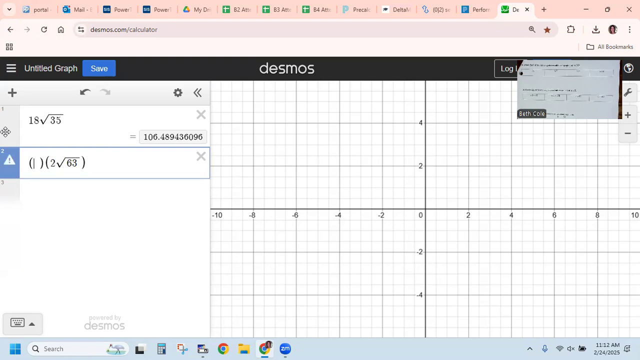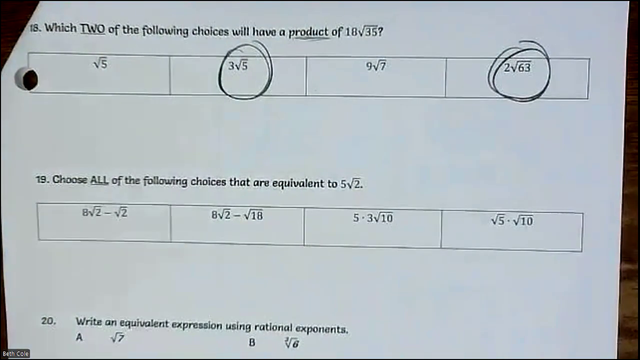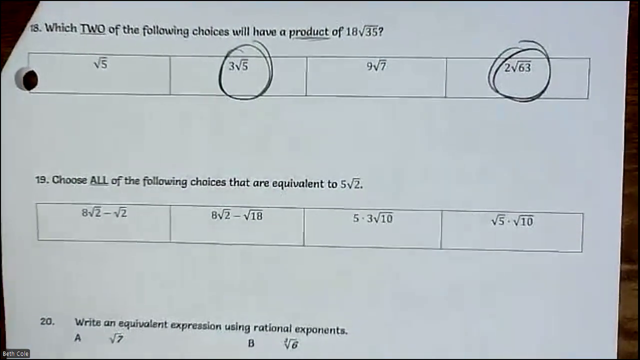So let's try, what other one do you want to try? 3 square root 5. Oh my gosh, that's it. Do you see it? Those are the 2. Do you see how it matches? So 3 square root of 5 and 2 square root of 63. This one and this one. You don't even have to do anything. It's brain optional. Just type in the calculator.